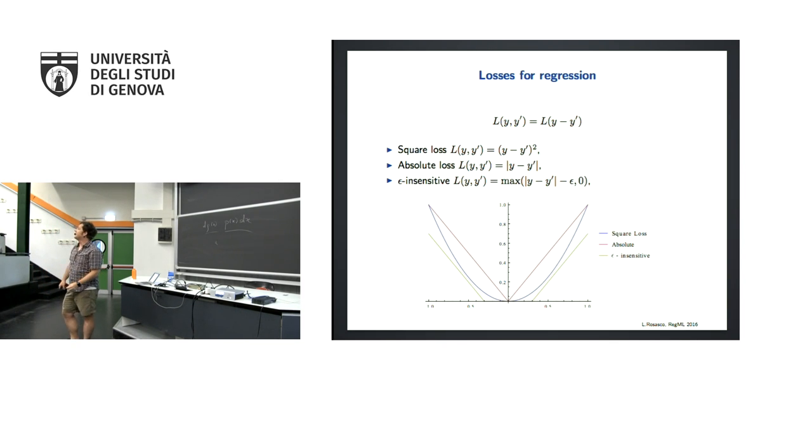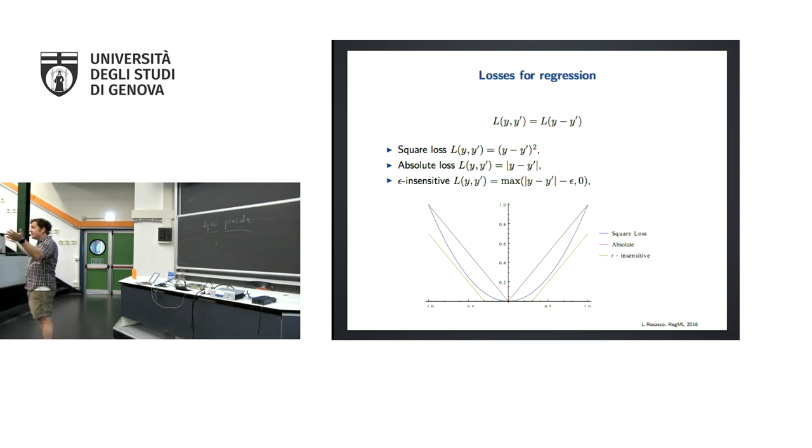Regression and classification. It turns out that in regression, things usually depend on the distance between things. Okay, which makes sense. I give you a number, I give you another number, the real numbers, to measure how far they are. You take the difference, and then you decide how you want to treat the difference. You can take the square, you can take the absolute value, you can take something else. Okay, and here you see a plot.